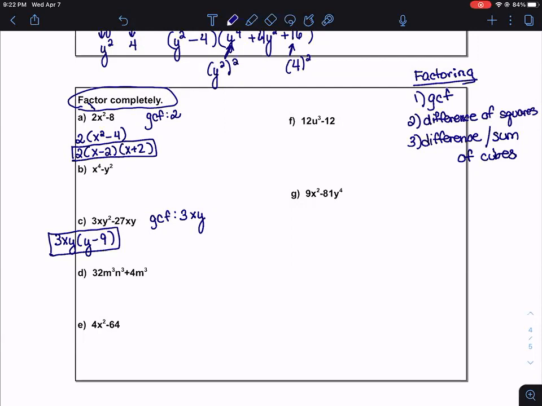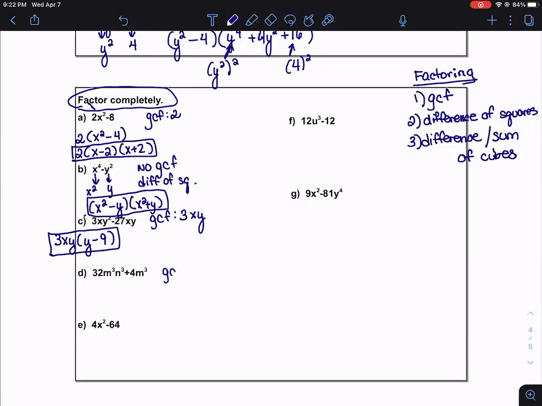So there is no GCF for letter B. This is a difference of squares, however. X squared and y are the perfect squares. So we get x squared minus y and x squared plus y as our factors. And that cannot be factored any further.